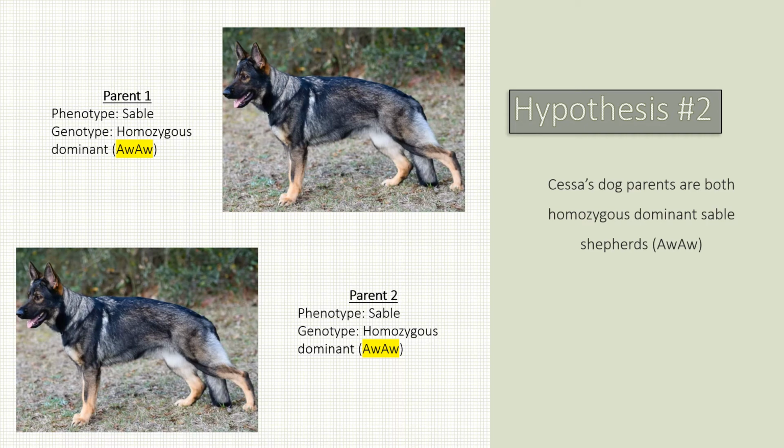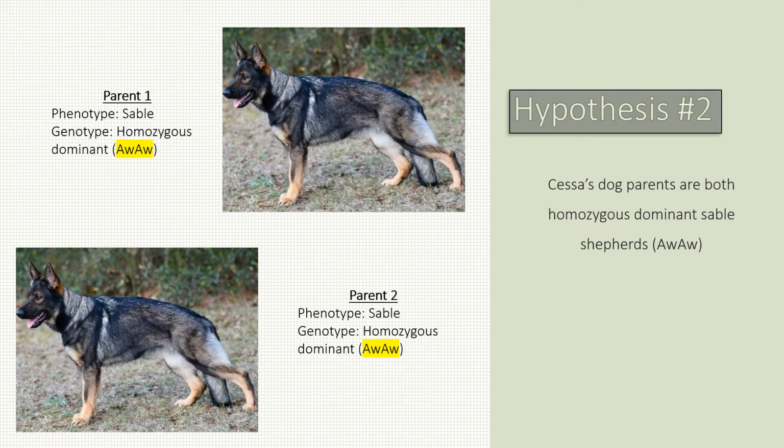So our best way to check if that's the only combination that we could have is to move on to another hypothesis. So we're going to go with our hypothesis number 2. Last time we tried homozygous, recessive, bicolor black shepherds. So today we will try Sessa's dog parents both being homozygous, dominant sable shepherds.